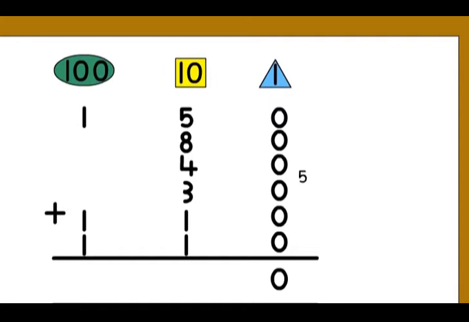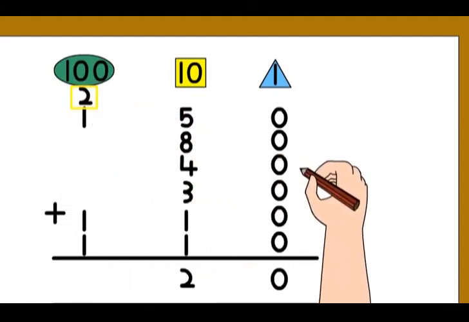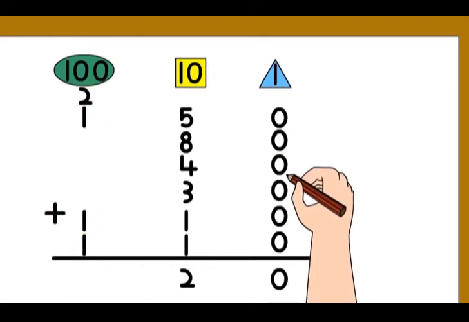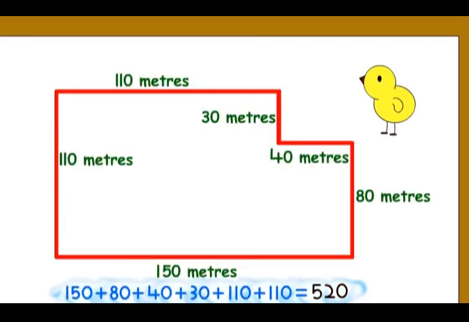It is 5 plus 8 plus 4 plus 3 plus 1 plus 1, which is 22. 2 here and carry forward 2. 2 plus 1 plus 1 plus 1 is equal to 5. So, it is 520. The length of the boundary of the school field is 520 meters.